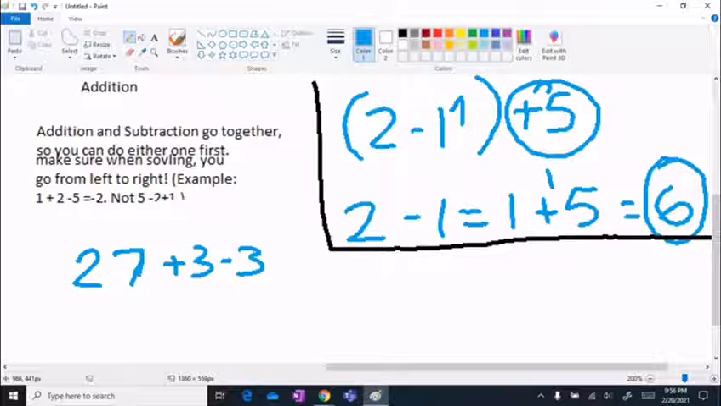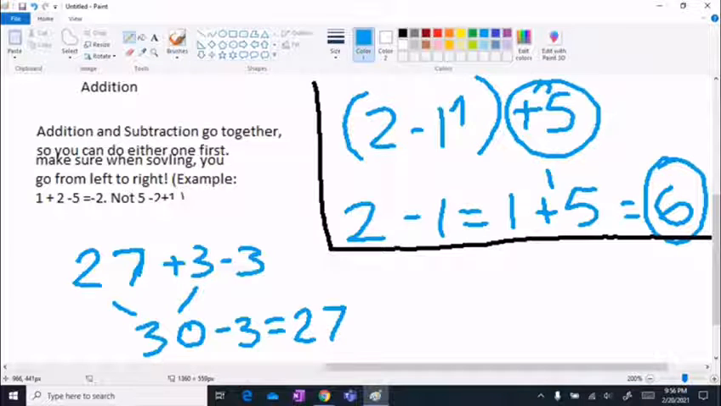This is a really confusing equation for some people. They might think, oh, let's do the 3 minus 3 and then plus 27, which would work, but it's just confusing to do it backwards, so I suggest you do it forwards. 27 plus 3 is 30, and 30 minus 3 is 27. So we basically solved the equation already.